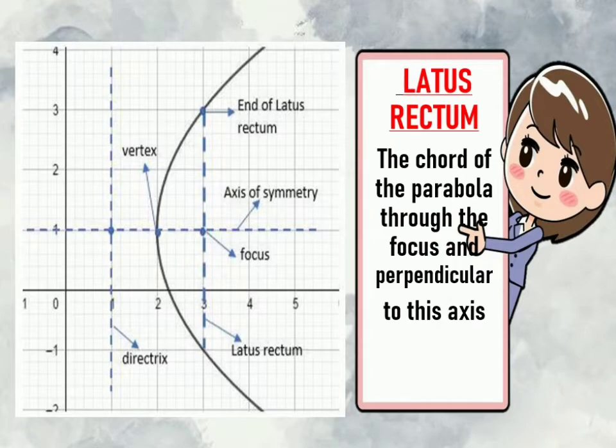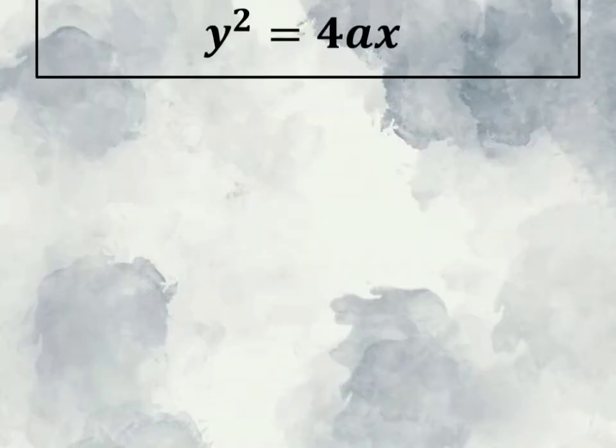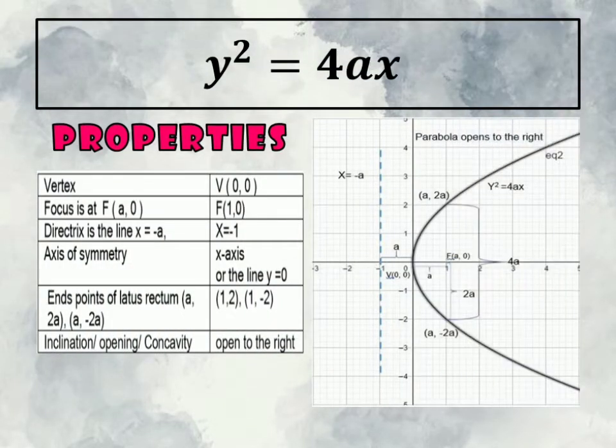The latus rectum is the chord of the parabola through the focus and perpendicular to the axis. Axis of symmetry is the line through the vertex and the focus of the parabola. So there are four equations if the vertex is at the origin.